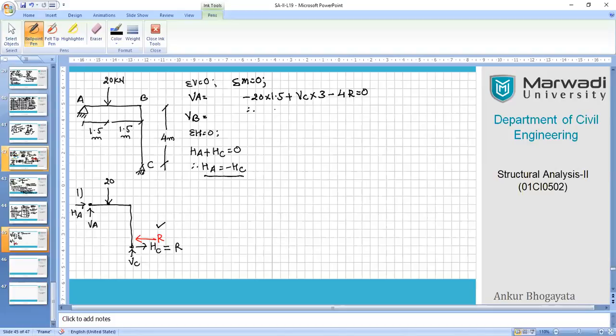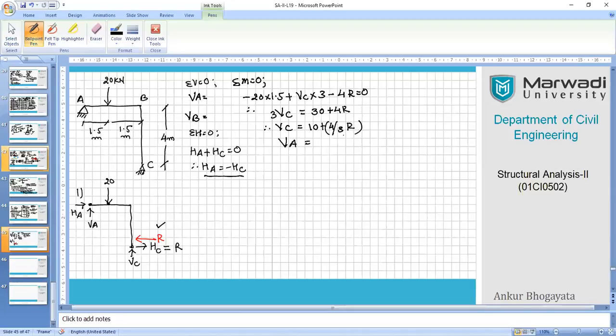So now we can obtain VC. 20 into 1.5, that is 30, plus 4R. This is 3 times VC, so we can have VC equals 10 plus 4 by 3 times R. All right, so similarly, VA will be naturally equal to it.